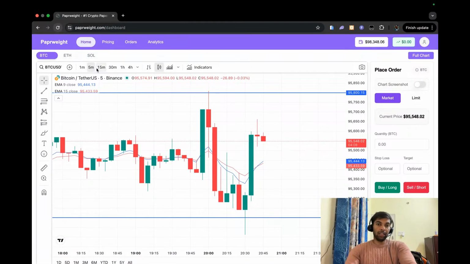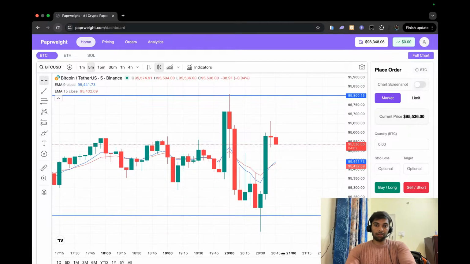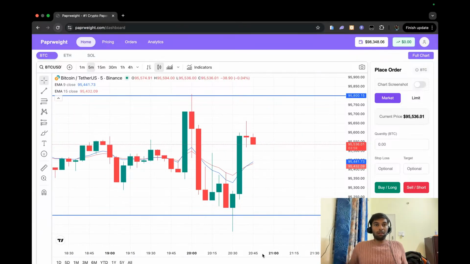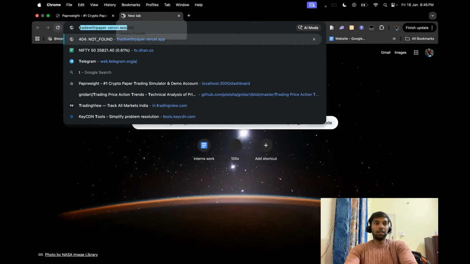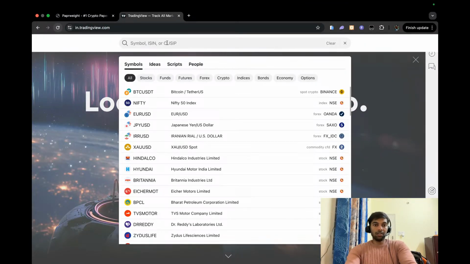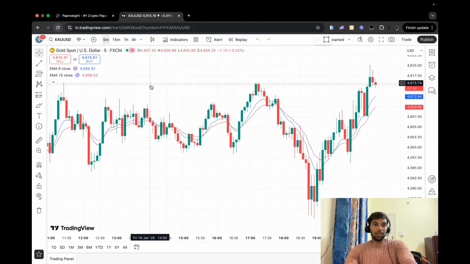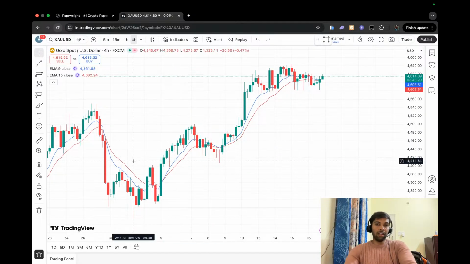Now let's see where I can punch my trade. I'm thinking to add what is this, XAU USD. I'm thinking to add gold as well in my PaprWeight.com. Okay, see how choppy gold is. Today is Friday, and this is the effect of the weekend, guys.